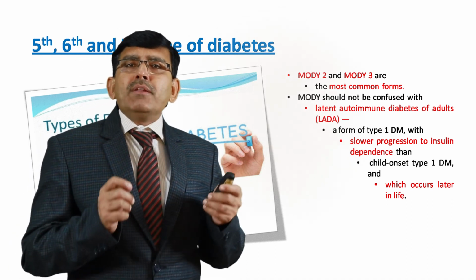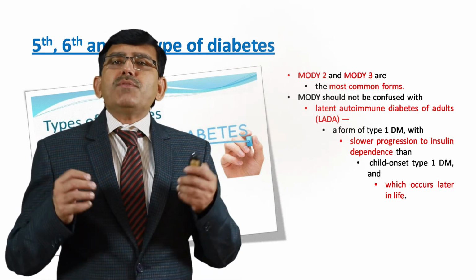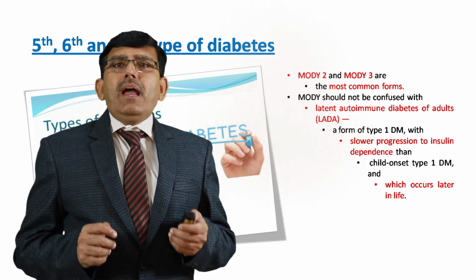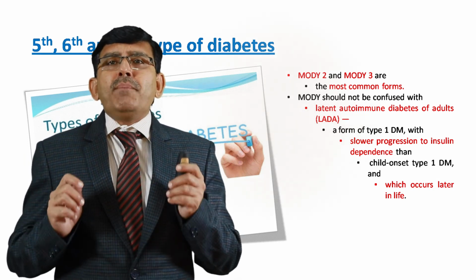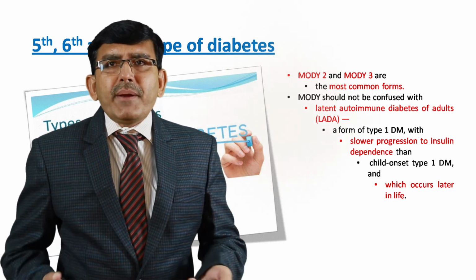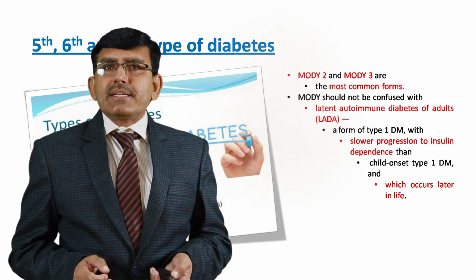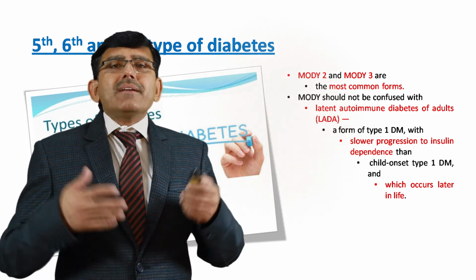The most common forms are LADA, which is for adults, a form of type 1 diabetes with slower progression to insulin dependence than the child onset type 1 diabetes, and which occurs later in life.